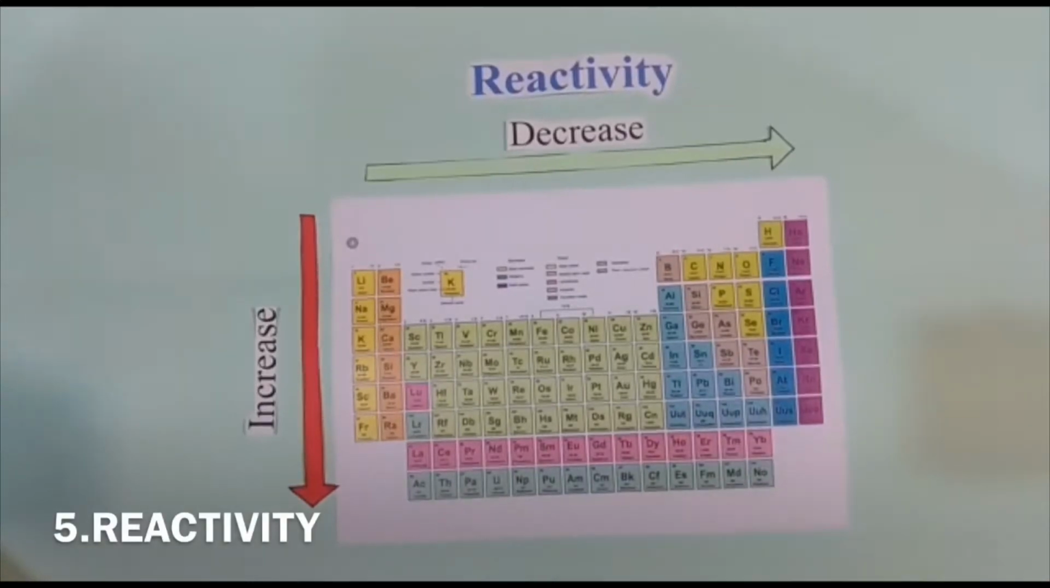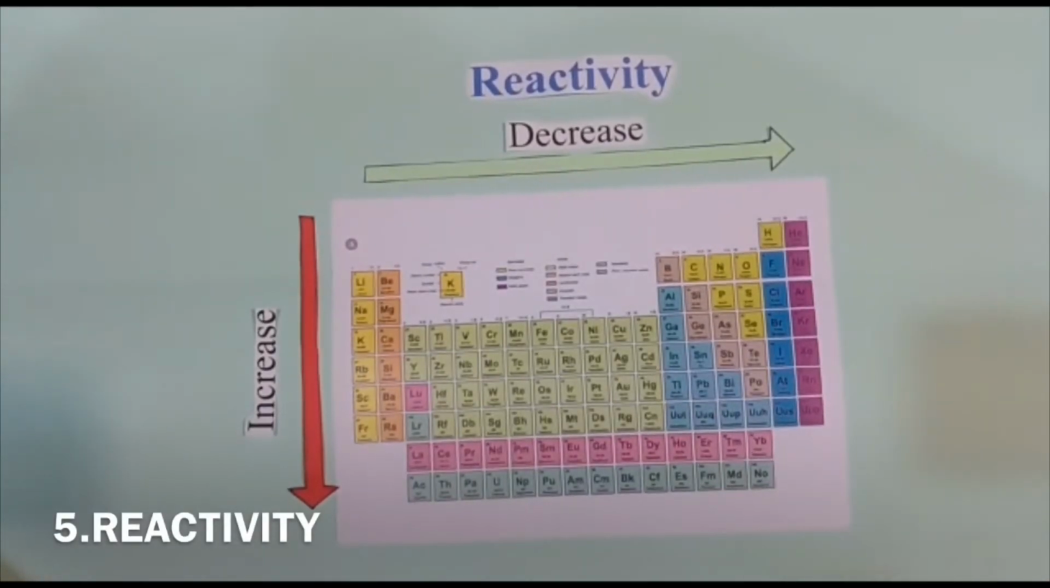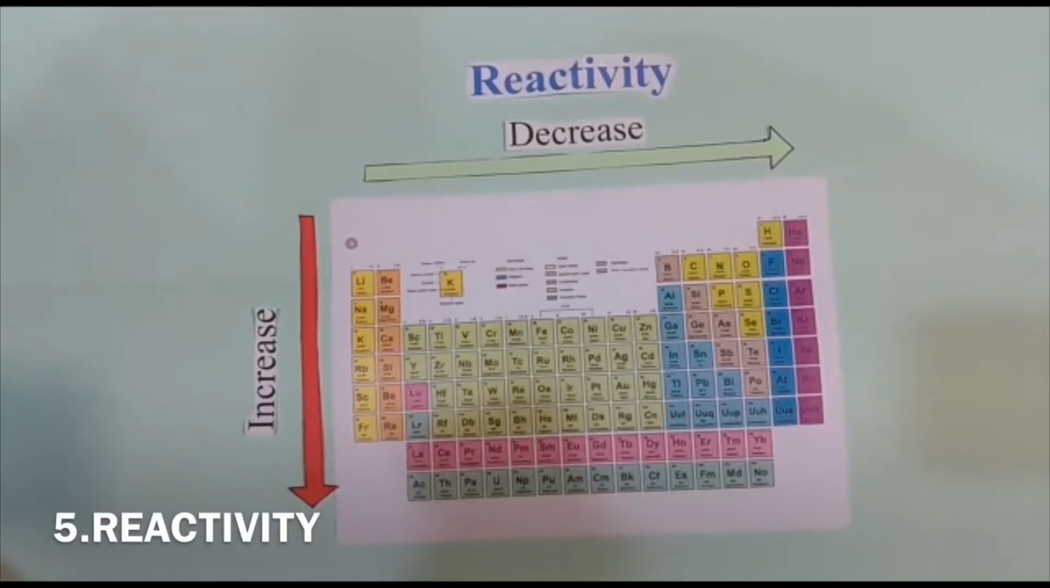The fifth and last trend is reactivity. Reactivity is the tendency of a substance to undergo chemical reaction either by itself or with other elements, and to release energy. Going down a group, as you can see, reactivity increases. And that is because as you go down the group, the valence electron is further from the nucleus, which means it's easier to lose, which makes it more reactive.